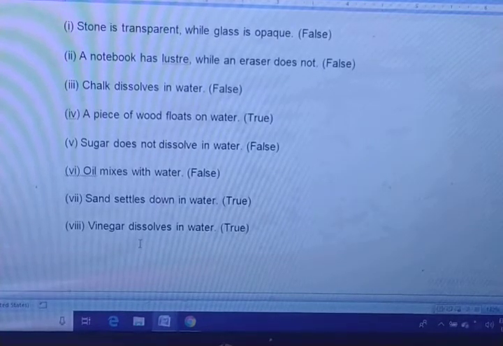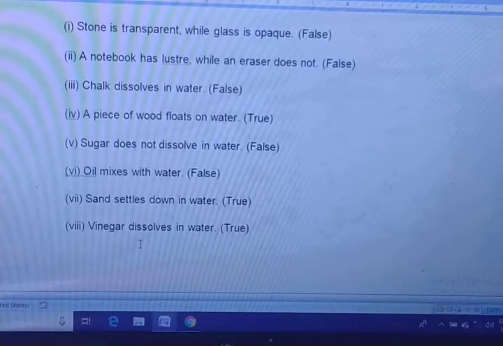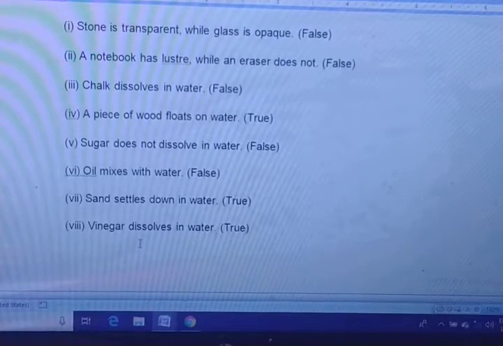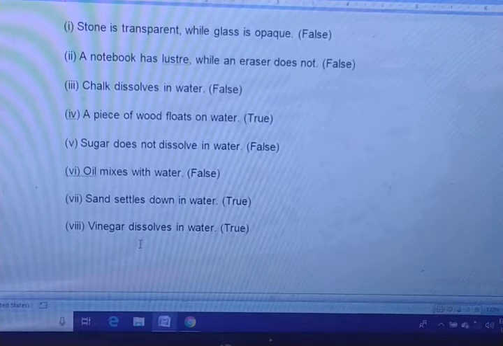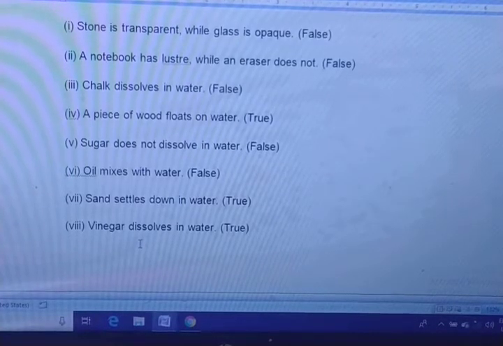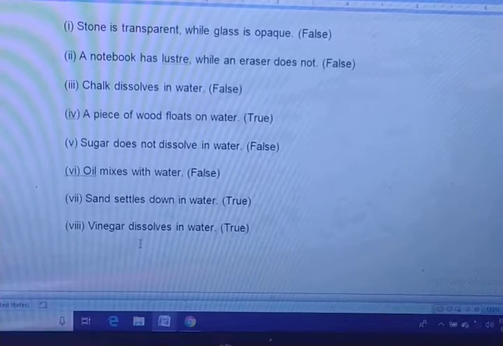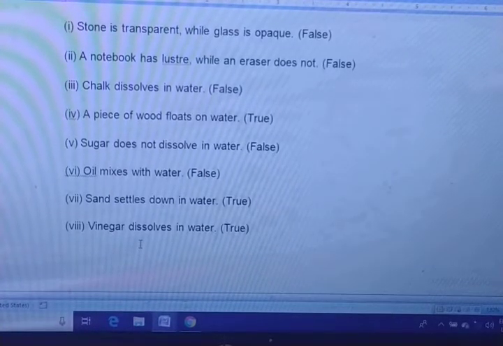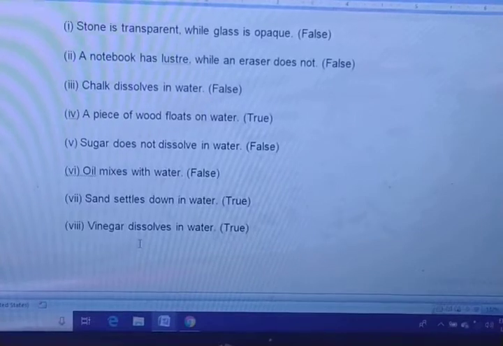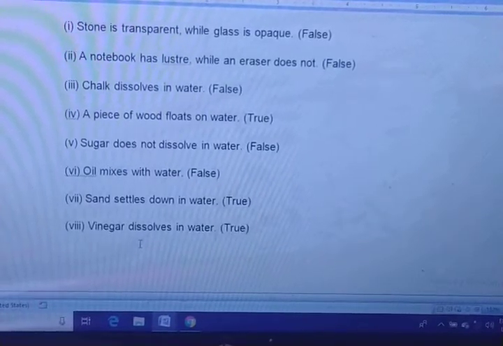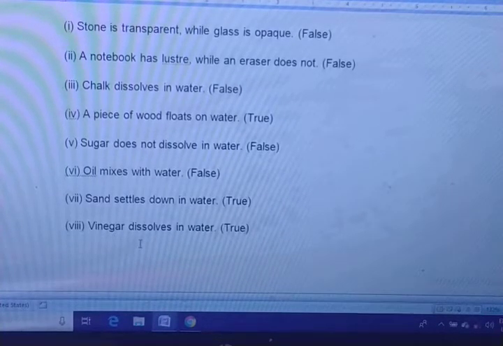Chalk dissolves in water. Do you think that chalk will 100% dissolve? Will it give a solution in water? Not possible. You will be able to see the chalk powder, right? So chalk does not dissolve in water. A piece of wood floats on water. Yes, if you put a little piece of wood in the water, it will start floating. So it is true. Oil mixes with water. Not possible. Sometimes your mama puts a lot of oil in the vegetable and that oil sticks to your fingers while eating, right? So oil does not mix with water.